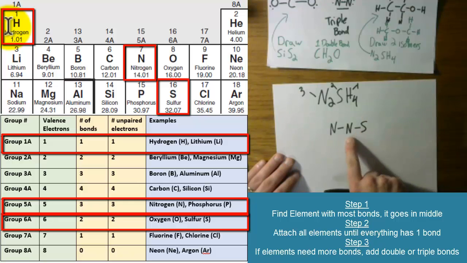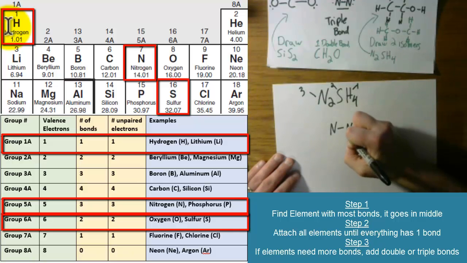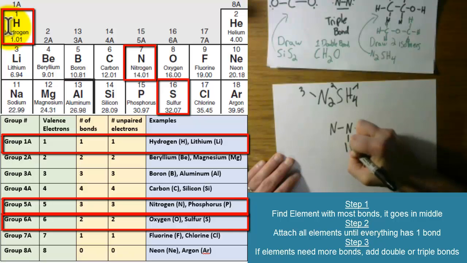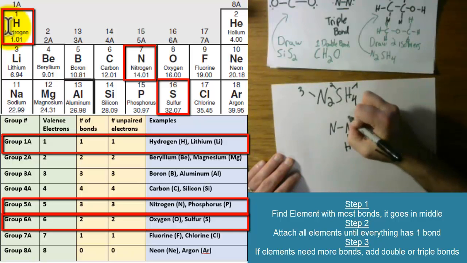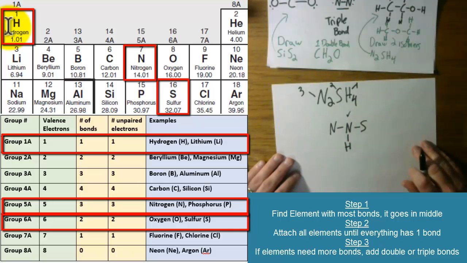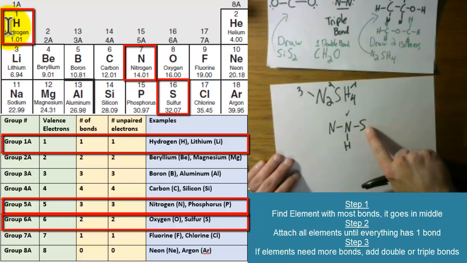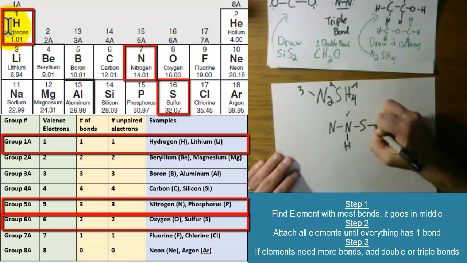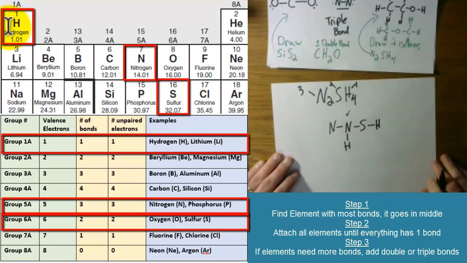Well, this nitrogen is making 2 bonds. How many more should it make? 1. So you attach 1 more, and that'll be a hydrogen. Now this nitrogen is all set. Well done. Sulfur. Sulfur should make 2 bonds. It has made 1 bond. If I attach a hydrogen, now it has made 2 bonds.